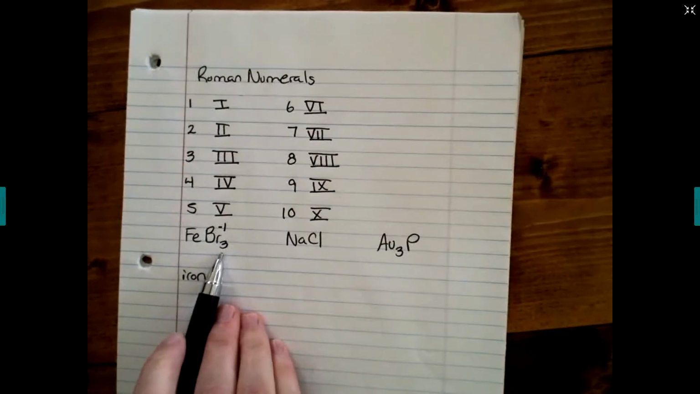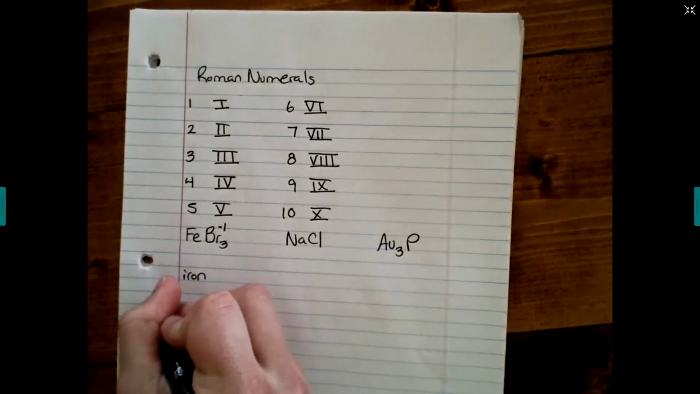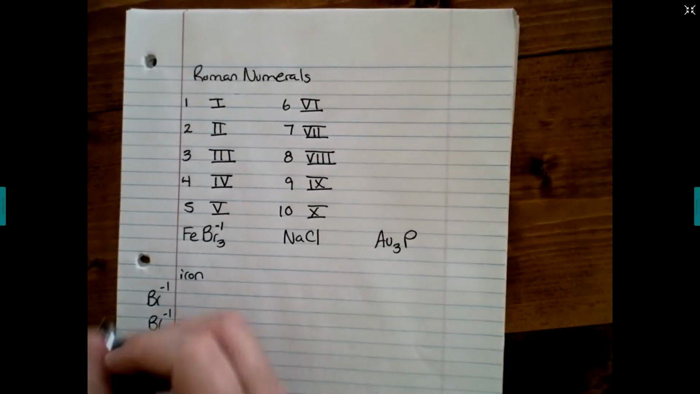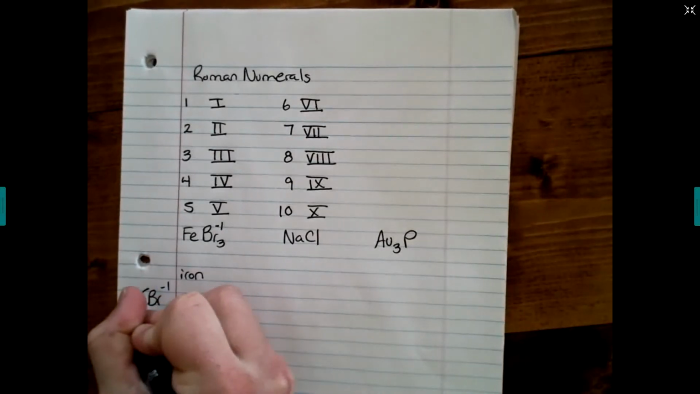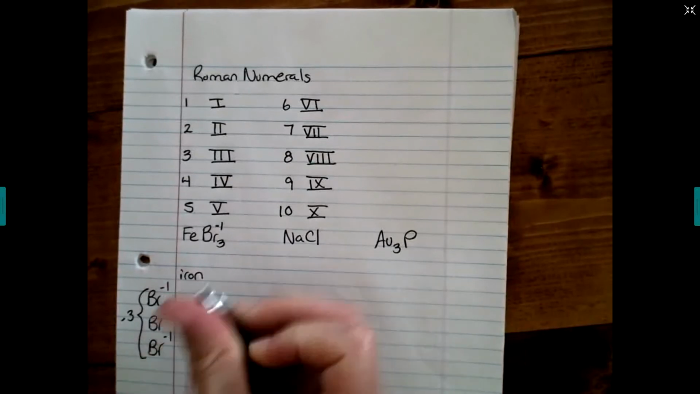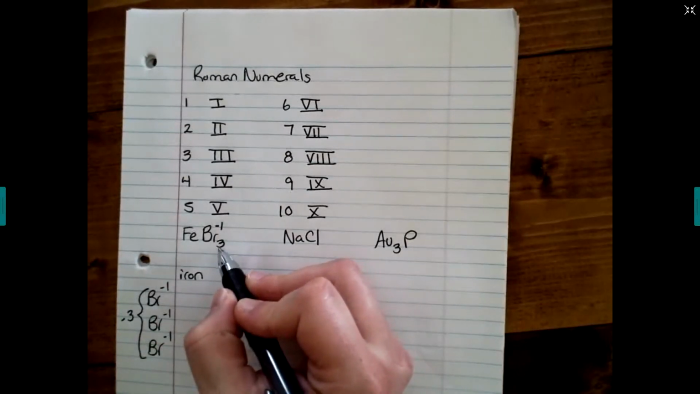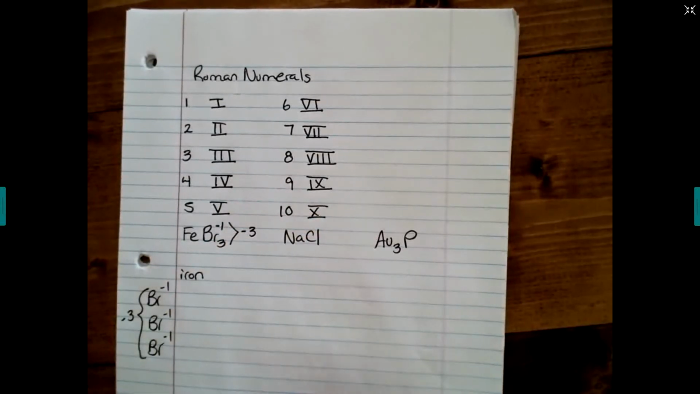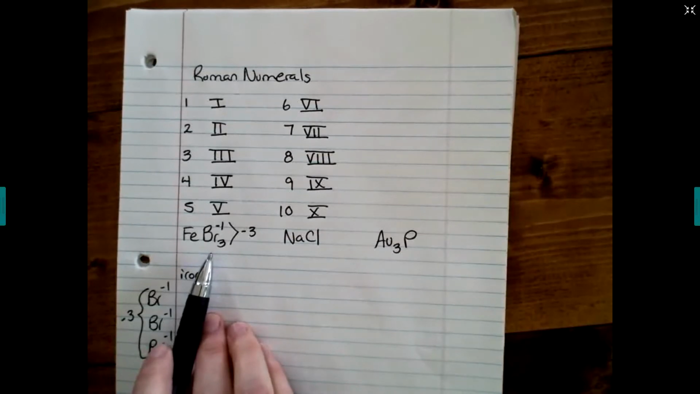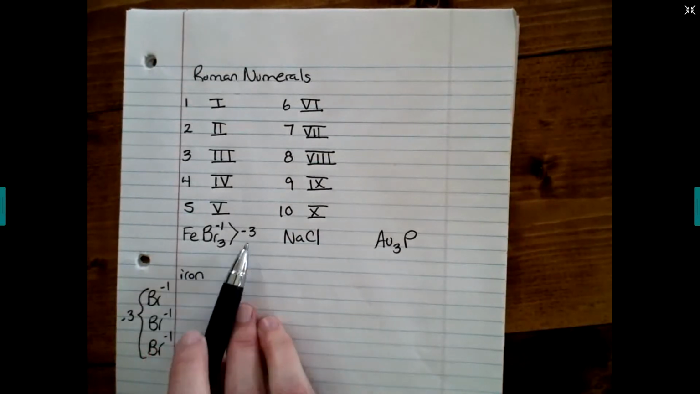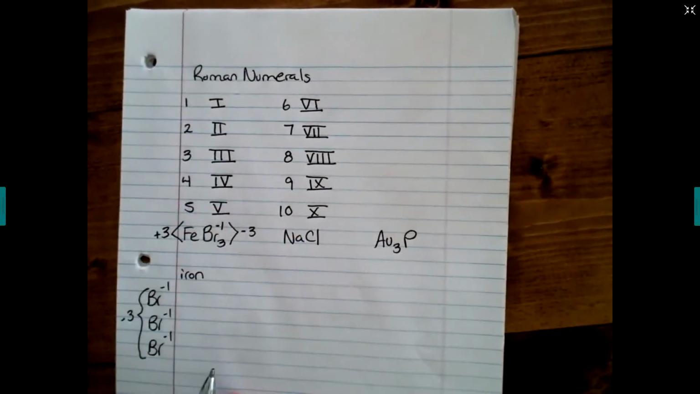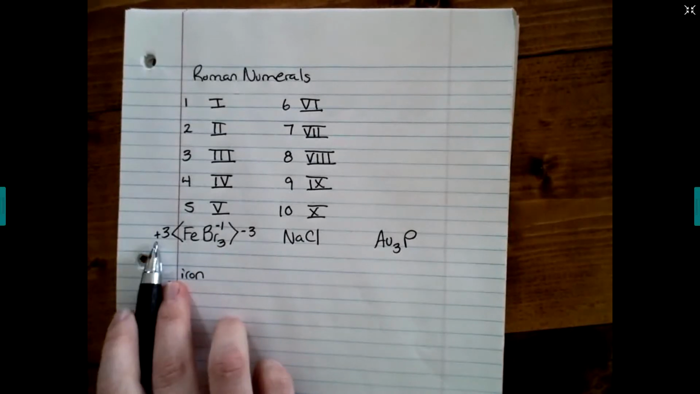But you have 3 bromines. So that would be like saying I have 3 bromines with a -1 charge. If I wanted to know the total charge of all of those bromines, I'd add each of them up. Or if you're looking at this, you'd multiply 3 times 1. So the overall charge is -3. Well, for ionic compounds, they have to be electrically neutral. That means if one side is -3, then the other side has to be +3. So that means iron has a +3 charge.